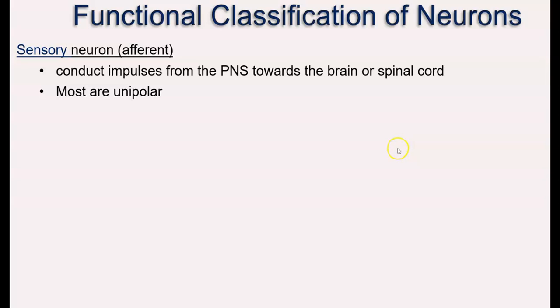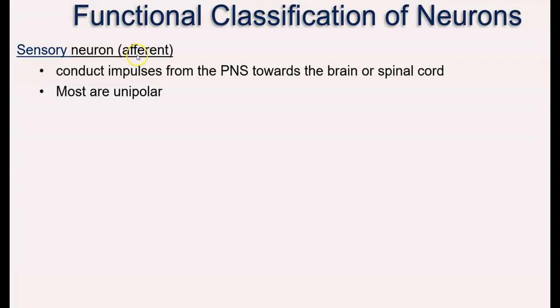So structural classification was how they're made, and functional is, well, what do they do? We have sensory neurons, and they're going to be taking the impulse towards the brain and spinal cord. So it's leaving the peripheral nervous system, going to the central nervous system. Those are unipolar. Remember, sensory is afferent. We said that in another video, but I'll keep saying that.